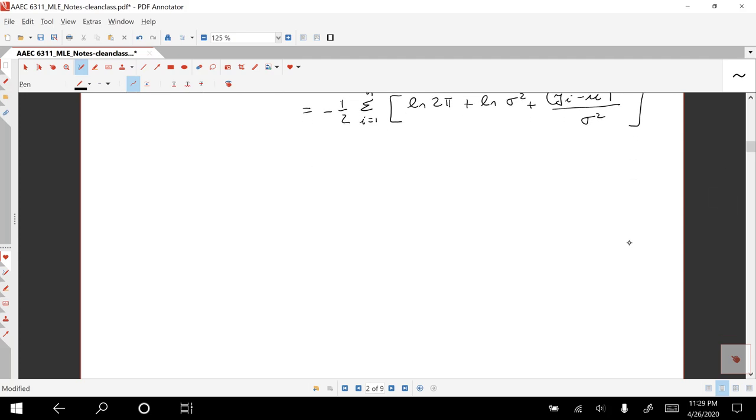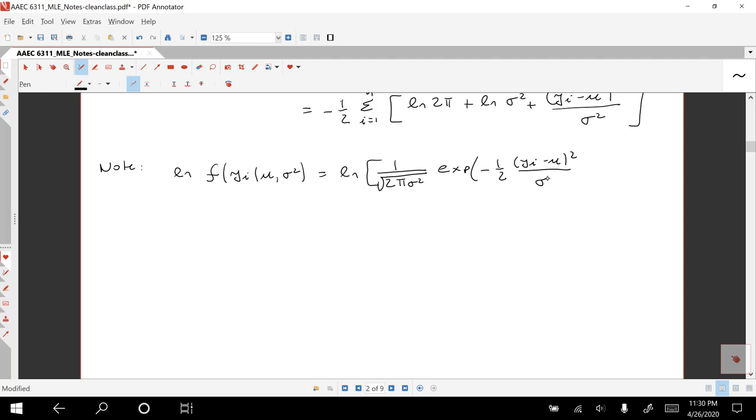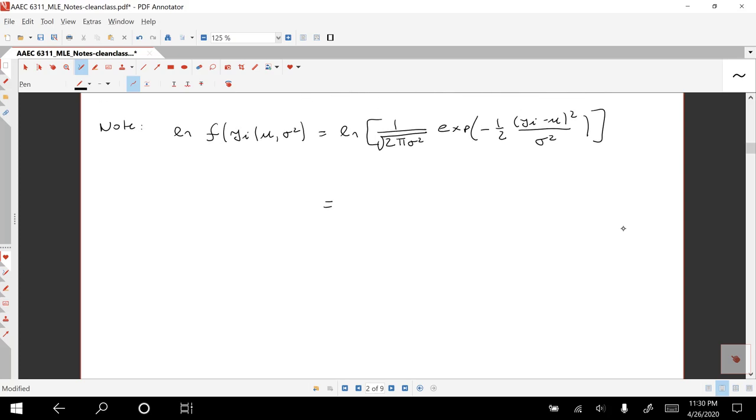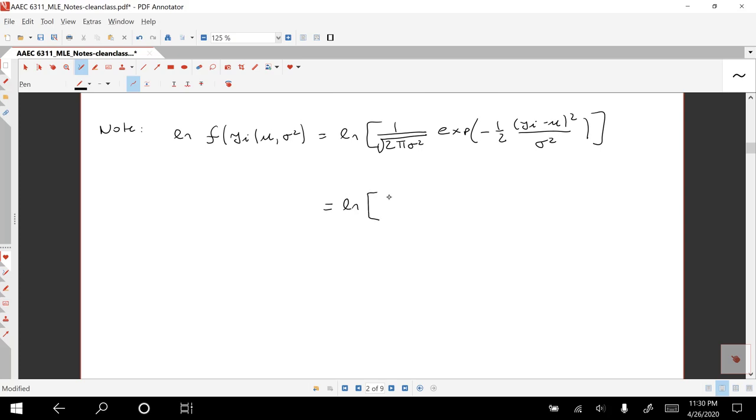So let's explain that. What we need is the natural log of the density of yi conditional on mu and sigma squared, which is going to be equal to the natural log of, and remember, that's what we wrote before, the normal probability density function. Okay, so how do we go about taking the log of that normal probability density function? To make things easier, I'm going to rewrite this. Remember that we can rewrite it, instead of having the square root, as to the power of minus 1/2, and we're going to leave the second part as it is.